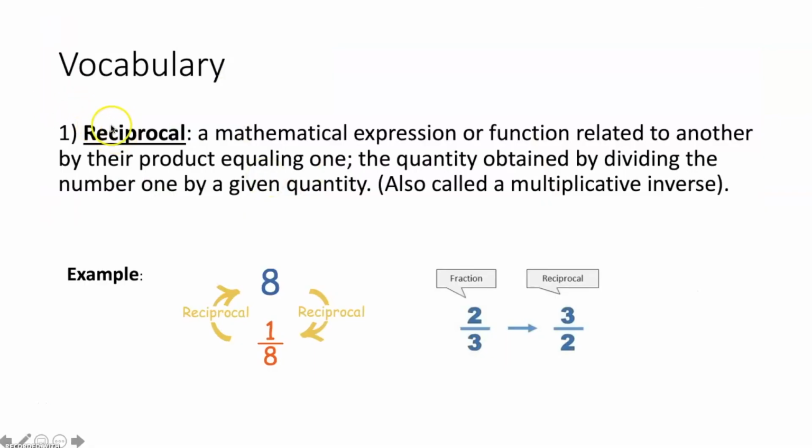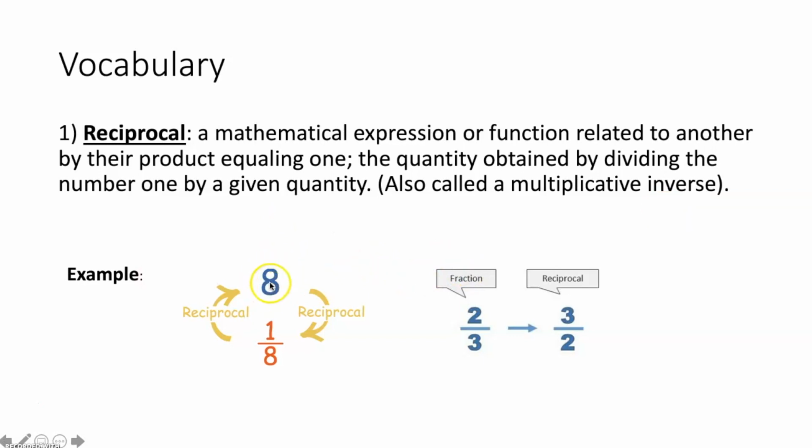First vocabulary term is a reciprocal. That would be a mathematical expression or function related to another by their product equaling 1. You could also think about it as the quantity obtained by dividing the number 1 by a given quantity. This is also called a multiplicative inverse. So down here, you can see a couple examples of reciprocals.